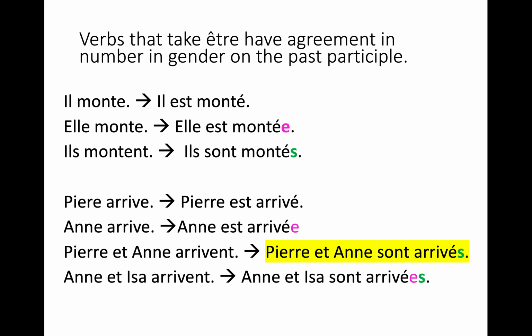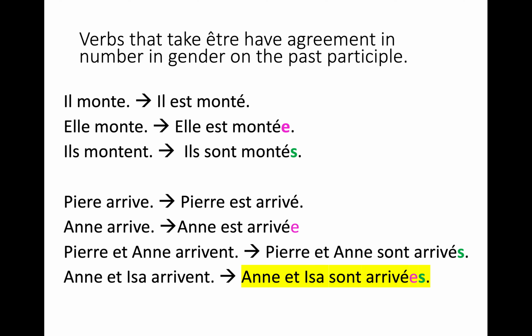Pierre et Anne arrivent. It's plural, but it's not both feminine, so we just add an S. Pierre et Anne sont arrivés. Anne et Isa arrivent. Anne et Isa sont arrivées. We had to add an E because they're both feminine, and an S.